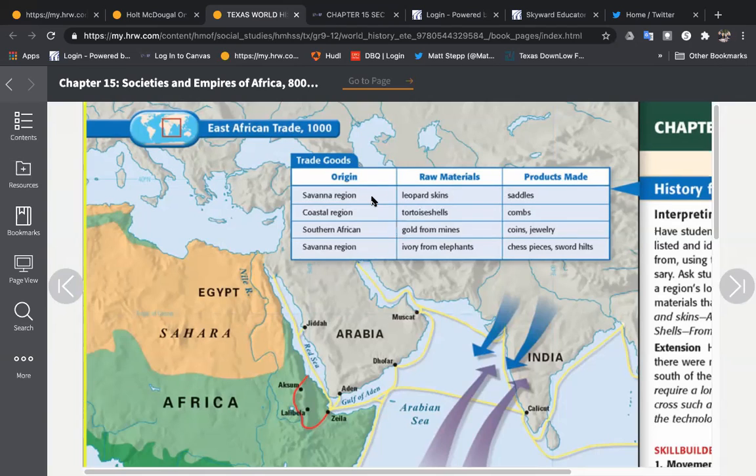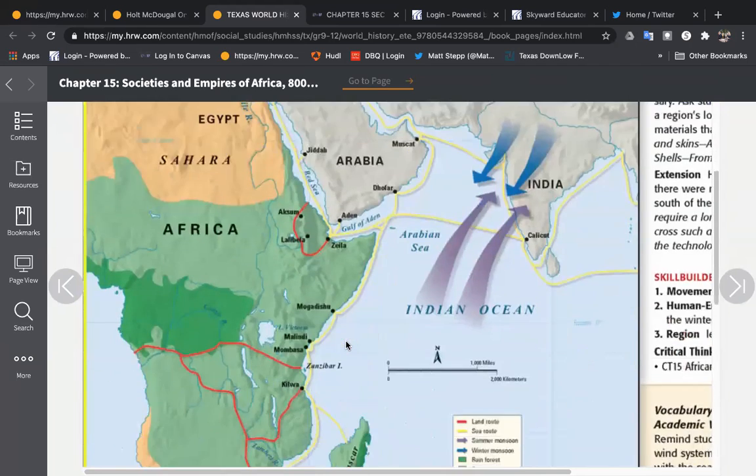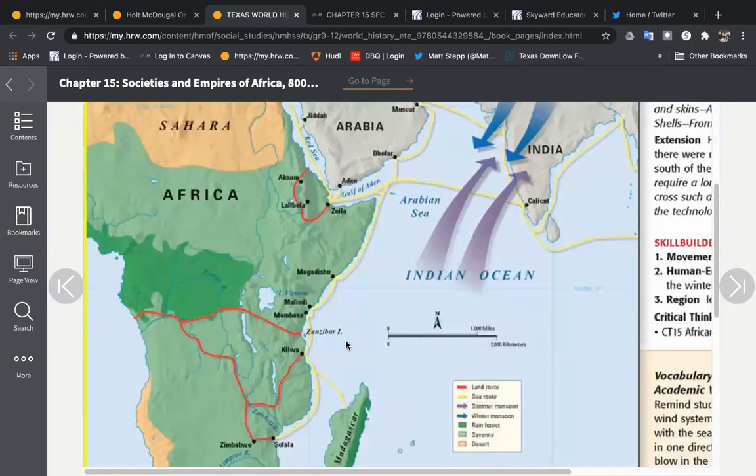Leopard skin tells me the answer right there. Raw material, easy money. All right. Kilwa is about how many miles from Sofala by sea? I'm going to even help you out a little bit. I'm going to give you some answer choices so we can look at the difference. A is 250, B is 1500, C is 1000, and D is 2000. Kilwa is about how many miles from Sofala by sea?